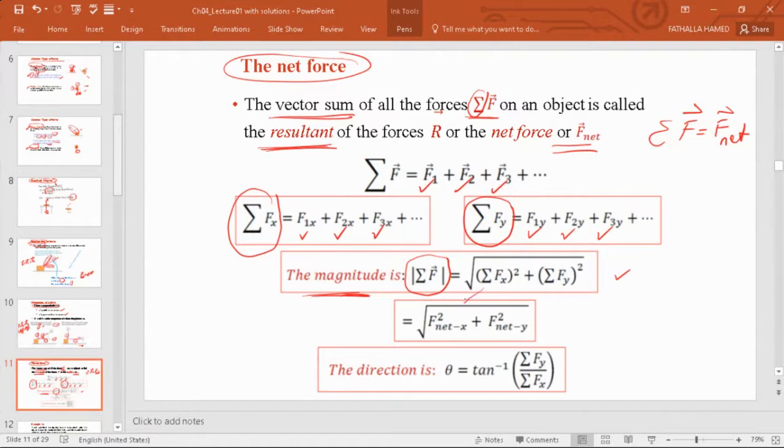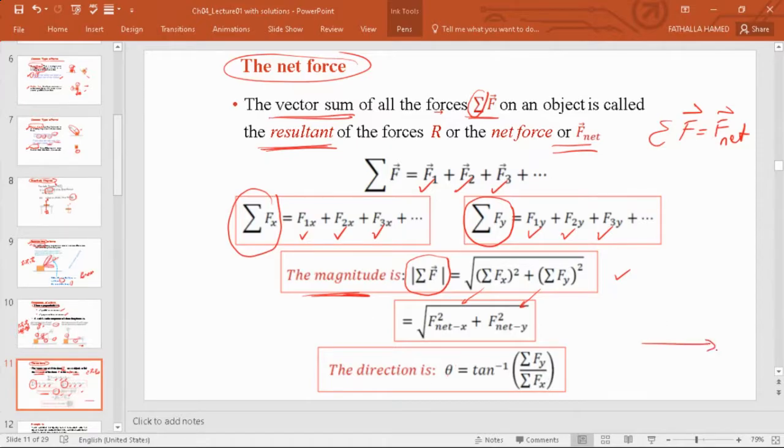which we write here again as the x component of the net force squared, and here we write the y component of the net force squared. Under the square root, you take the positive, and that will give you the magnitude of the force. Then you decide on the direction.